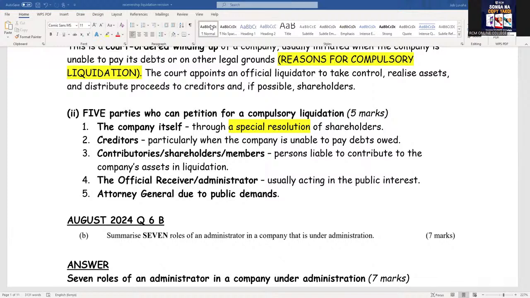Staffing, maybe don't say staffing. You can actually appoint agents or experts to support him in managing the company. Appoint a liquidator? Not really.